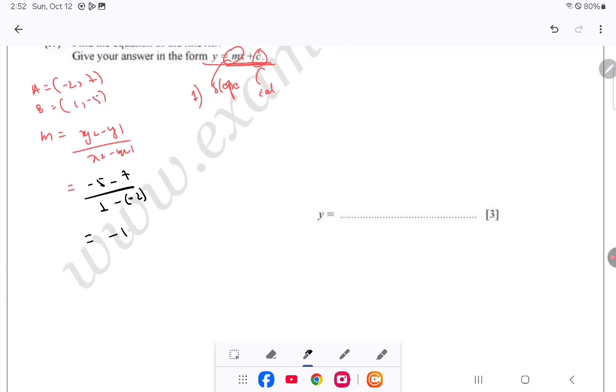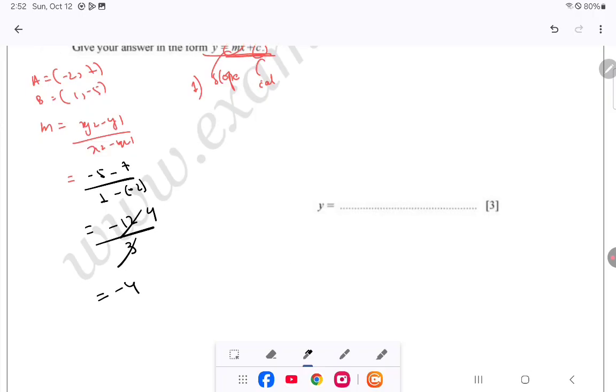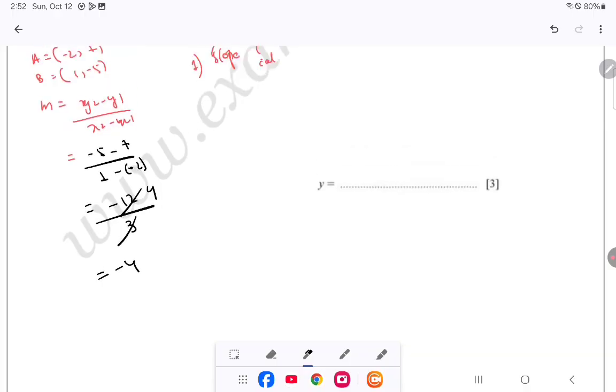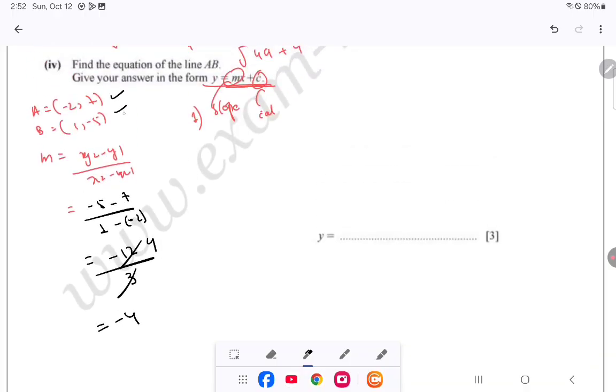It will become negative of 12, and negative negative will become positive, 1 plus 3, 1 plus 2 is 3, and the slope will become negative of 4. In order to calculate the c, put any of the a or b points in the equation y is equal to mx plus c. We just calculated the m, and x and y are given.